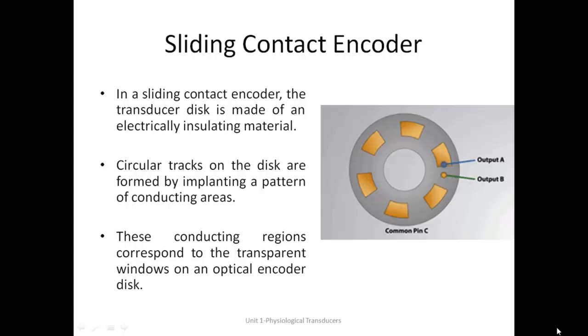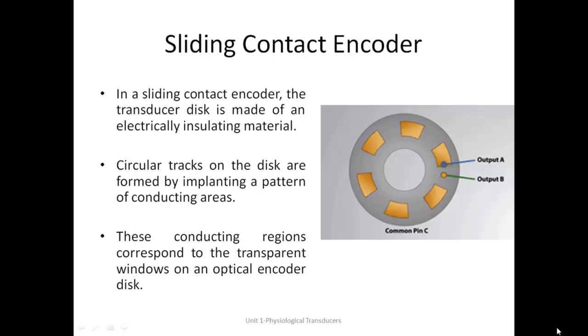Okay, and the slots that you see over here in the optical encoders, we used to have cutouts. That means we used to have a vacant slot cutout from where the LED light could pass through. Here, instead of a cutout, we have conducting areas. So the orange colored slots that you see over here are conducting areas, and the other areas in the disk are electrically insulated. They do not conduct. And you can see two wires, output A and output B.